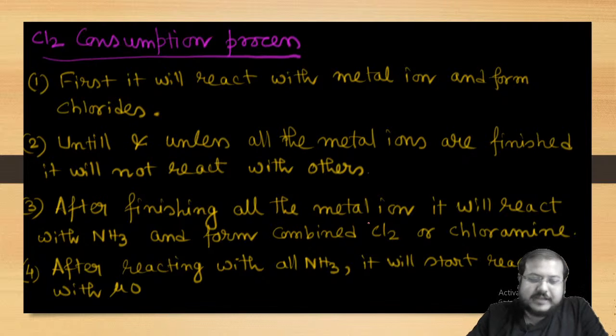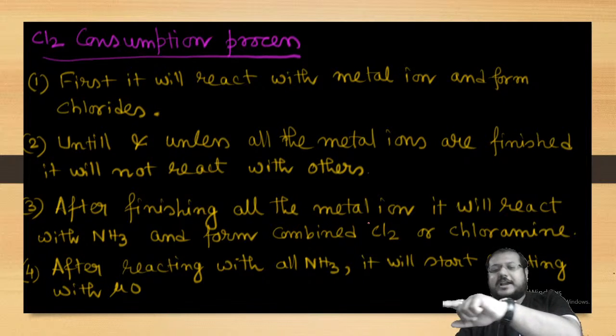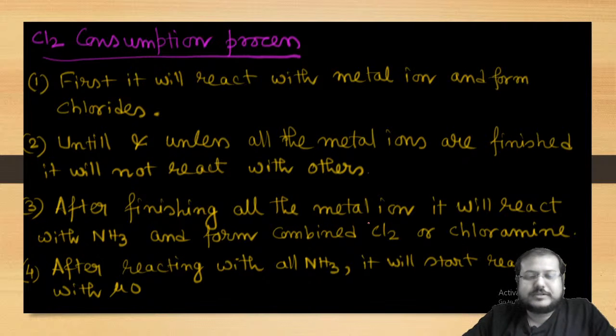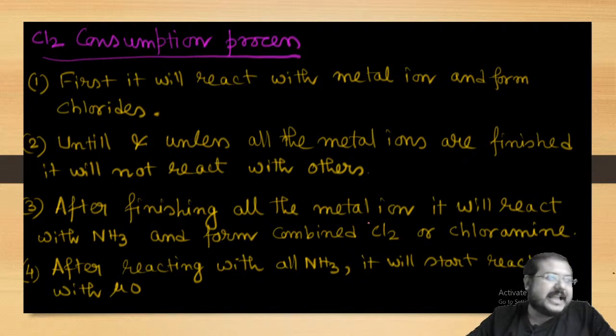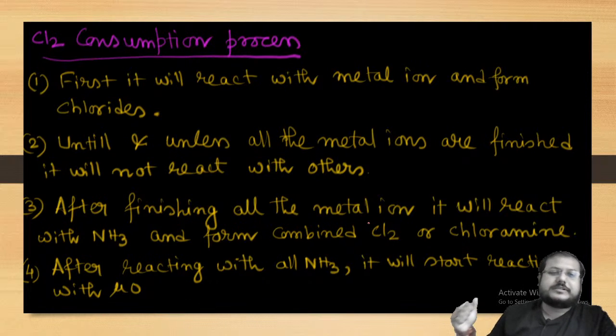Now you will ask what will happen if all the metal ions are finished. After finishing all the metal ions, even then chlorine will not react with the microorganism. Then it will react with ammonia and form combined chlorine, or chloramine. Until the ammonia is finished, it will keep reacting with ammonia to form combined chlorine. After the ammonia is finished, then it will start reacting with the microorganism.